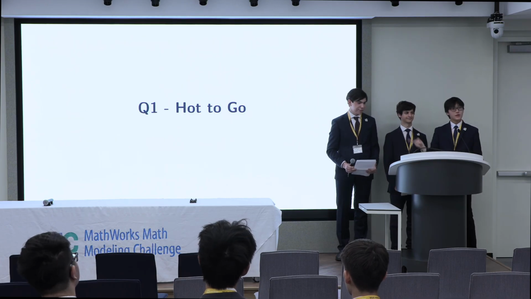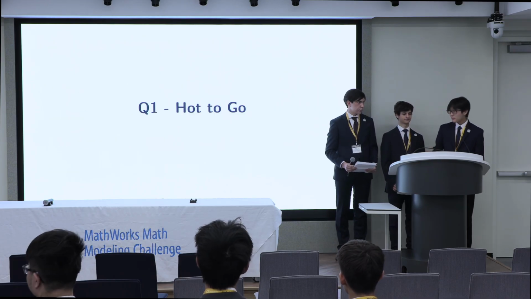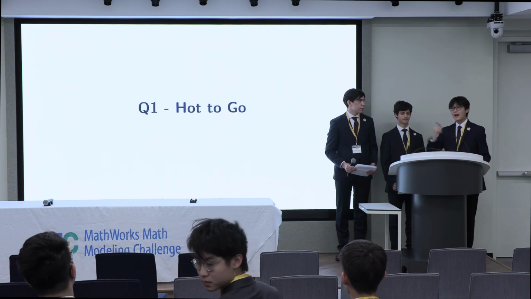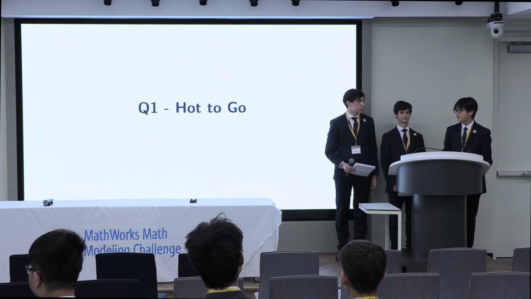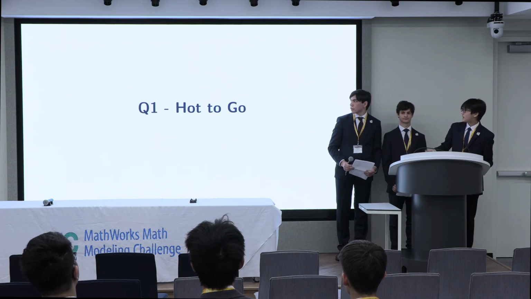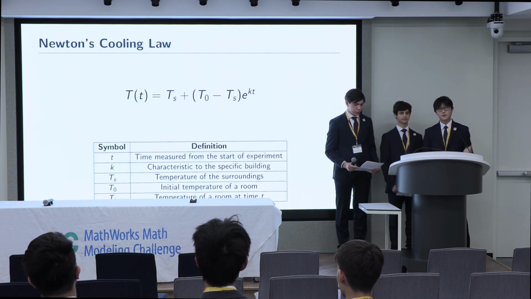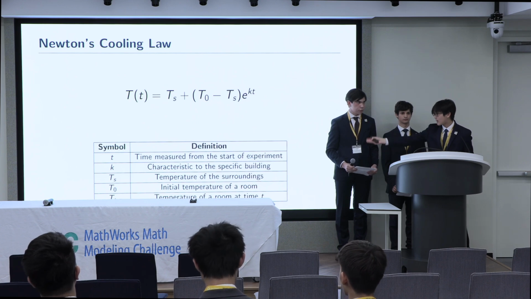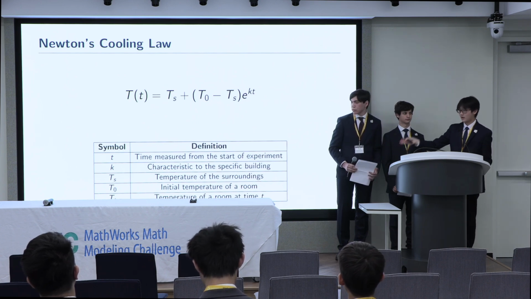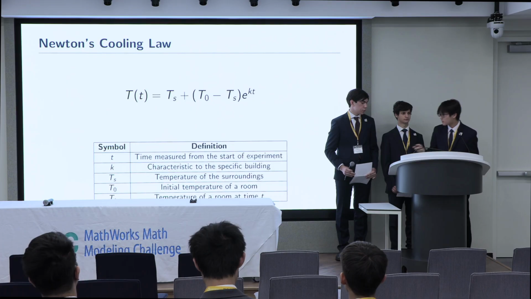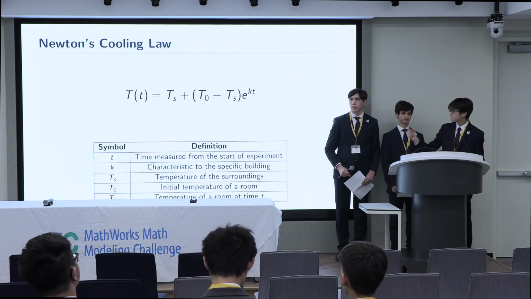So now on to presenting question 1. This problem asks us to predict the indoor temperature given the outdoor temperature on the hottest day in Memphis, Tennessee. The method that we decided to use was Newton's law of cooling. Simply put, it describes the transfer of heat between 2 mediums over time and is basically characterized by a constant K, which we later determined to be specific to individual buildings.